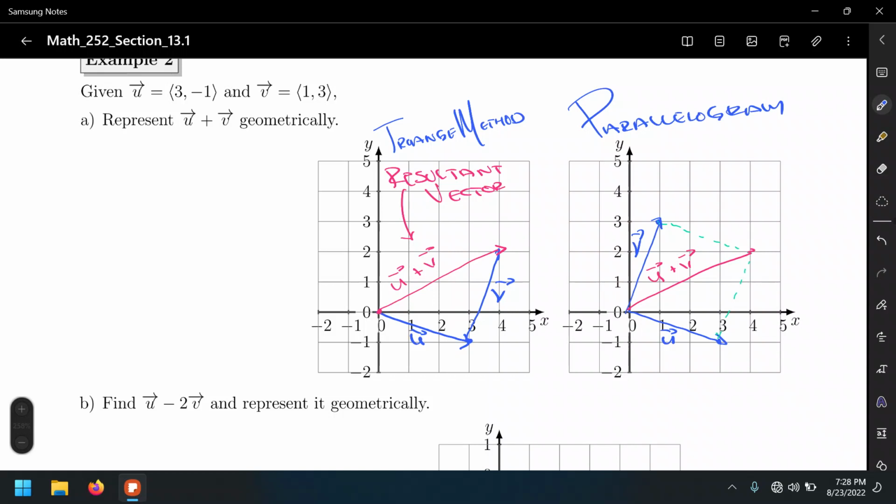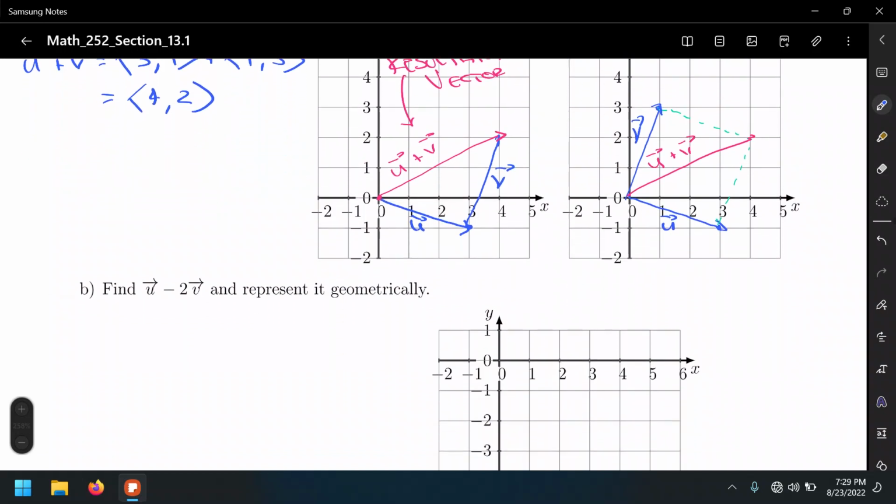How about we verify this algebraically? Well, let's add u plus v. That is 3, -1 plus 1, 3. Let's add the components. X's with x's, y's with y's. That's all we do. 3 plus 1, that's a 4. Negative 1 plus 3, is that a 2? Is the result right here consistent with what we have in either picture? 4 units in the x direction, 2 units up. All good? All right. Let's see what's next.